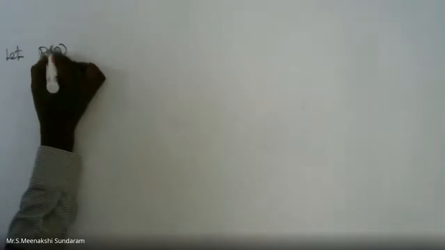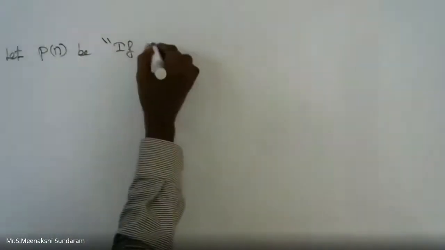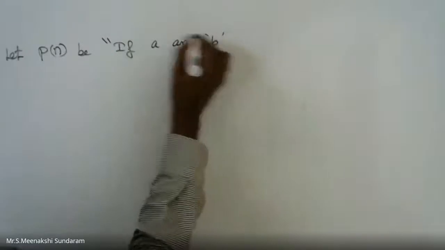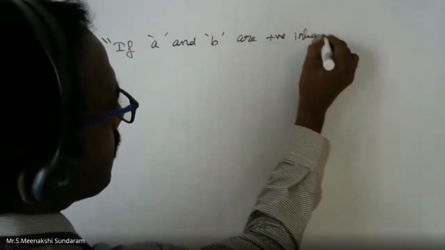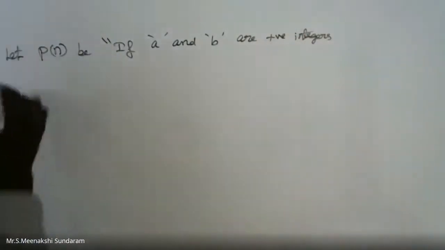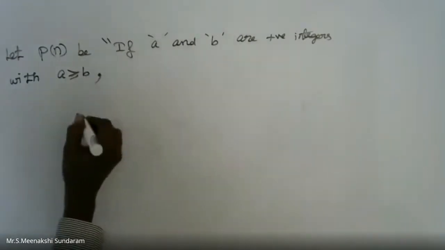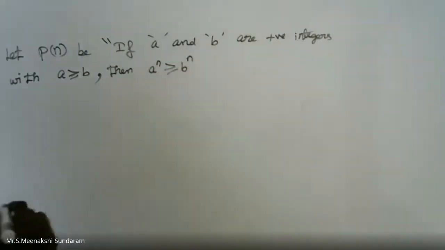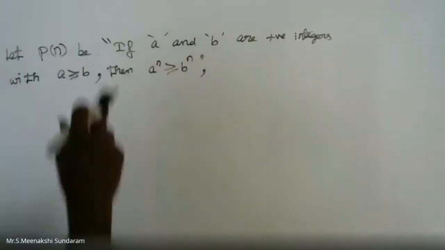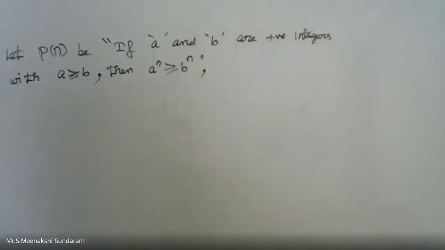Next one. Let P(n) be the statement: if A and B are positive integers with A greater than or equal to B, then A power n is greater than or equal to B power n. That is the statement P(n), indicating that if A and B are positive integers with A greater than or equal to B, then A^n is greater than or equal to B^n.